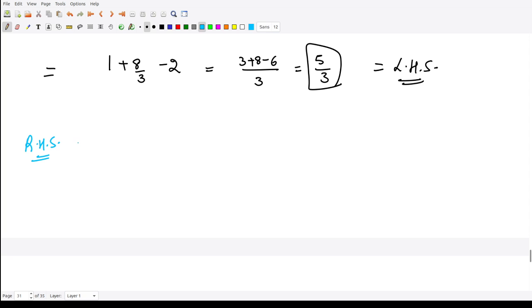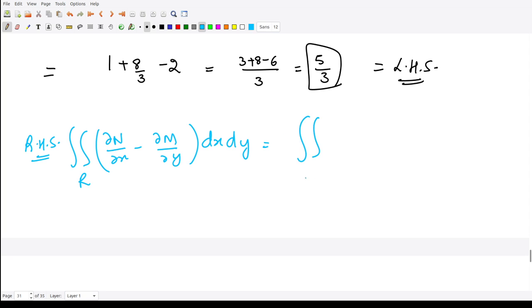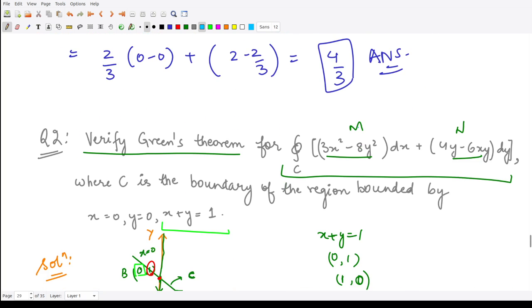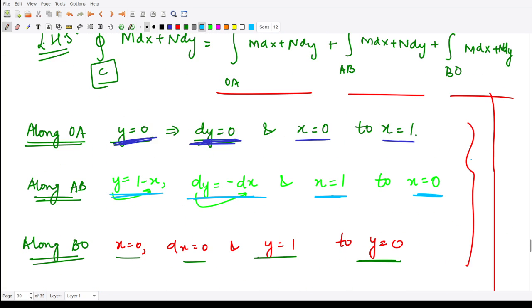we wanted to solve this quantity, double integration over R of del n by del x minus del m by del y. Integration is performed with respect to x and y. So now let's do that quickly. So it would be del by del x. Now what was your m and what was your n? So let's have a look. Our m was equal to 3x square minus 8y square, and our n was equal to 4y minus 6xy.